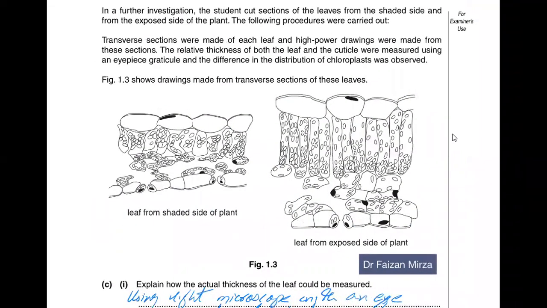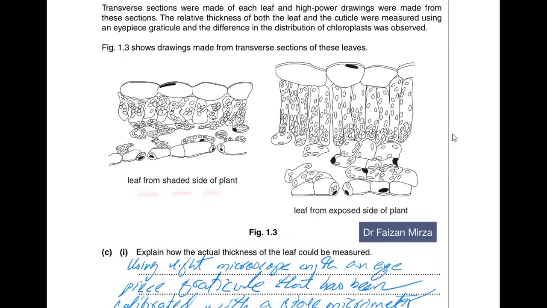In further investigation, the student cut sections of leaves from the shaded side and the exposed leaf of the plant. The following procedure was carried out. Transverse sections were made of each leaf. A high power drawing was made from these sections. The relative thickness of both leaf and cuticle were measured using an eyepiece graticule, and differences in the distribution of chloroplasts were observed. Leaf from the shaded side of the plant, leaf from the exposed side of the plant.